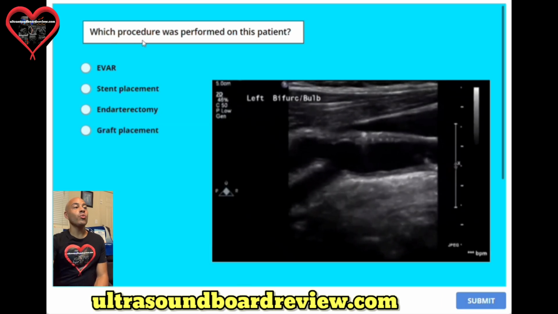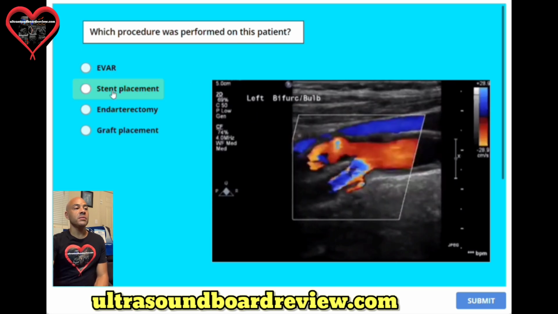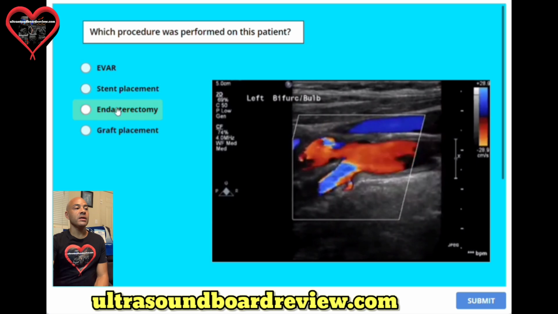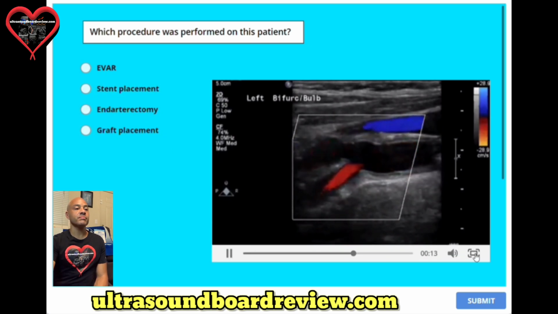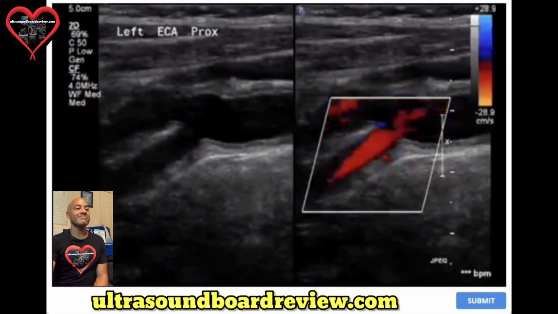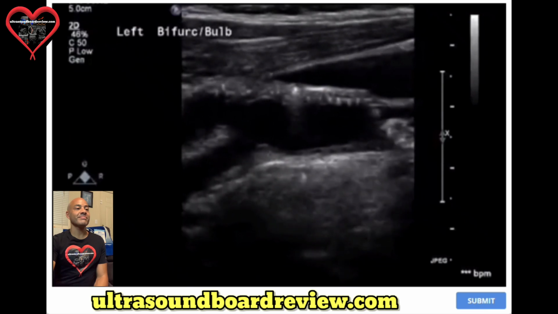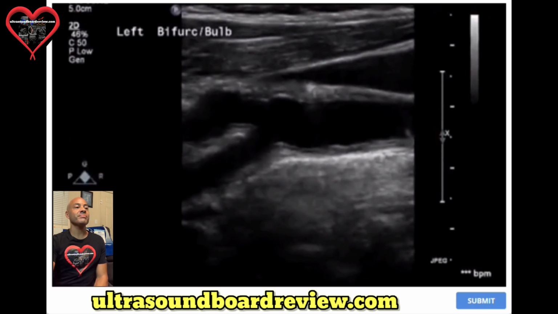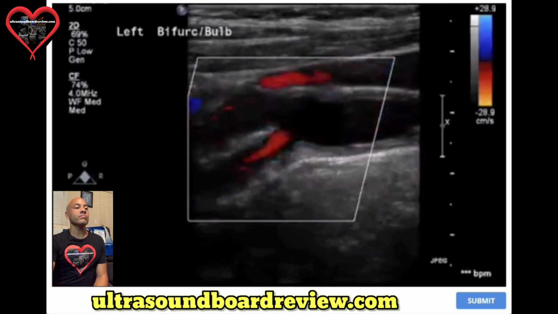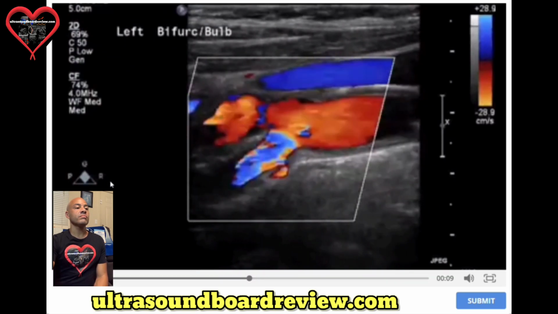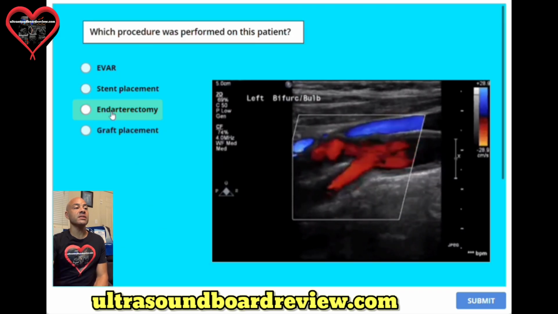Question 62. Which procedure was performed on this patient? A, EVAR. B, stent placement. C, endarterectomy. Or D, graft placement? The answer is C, endarterectomy.